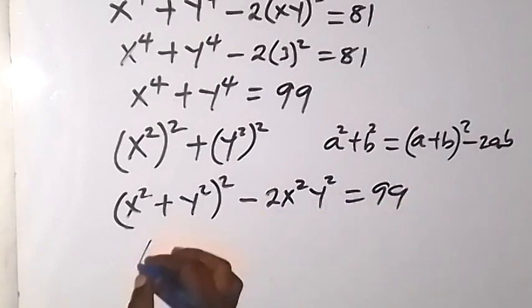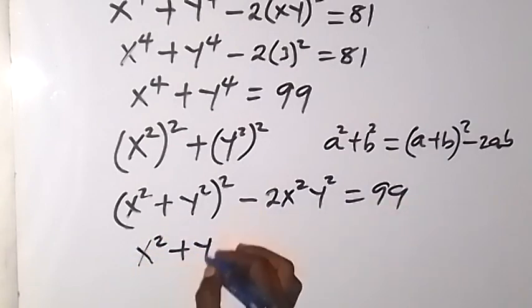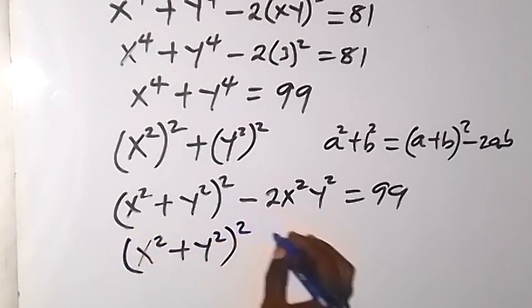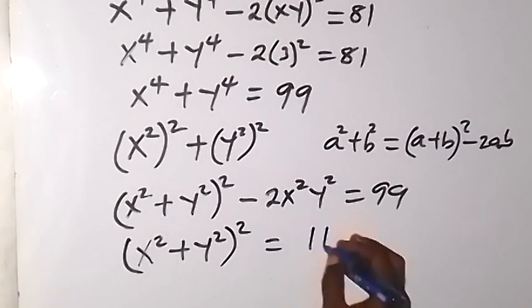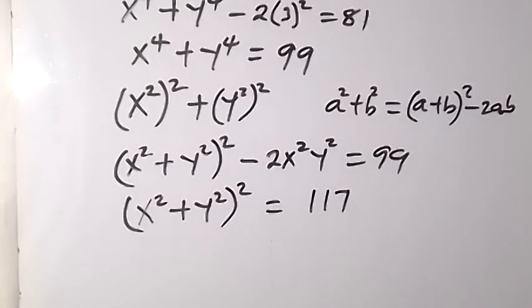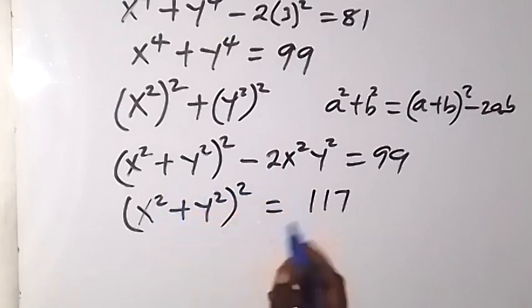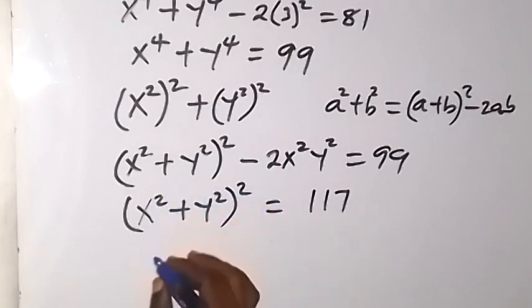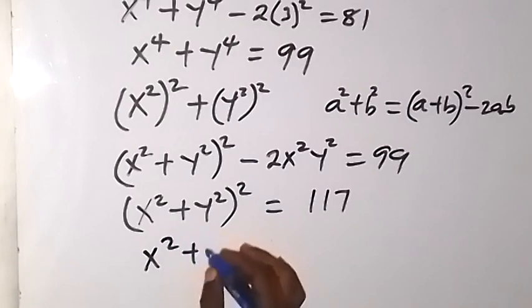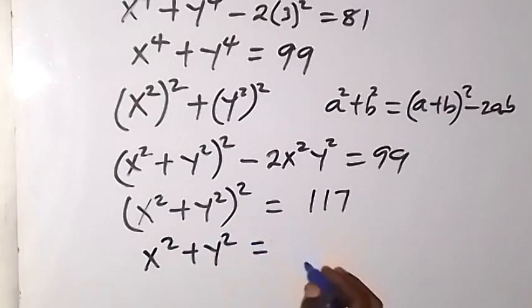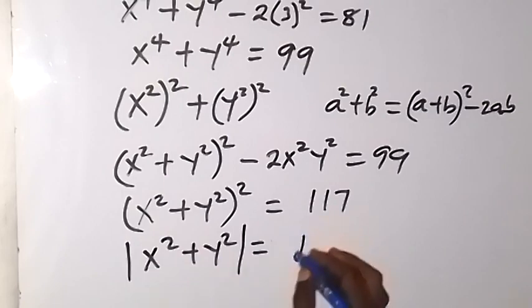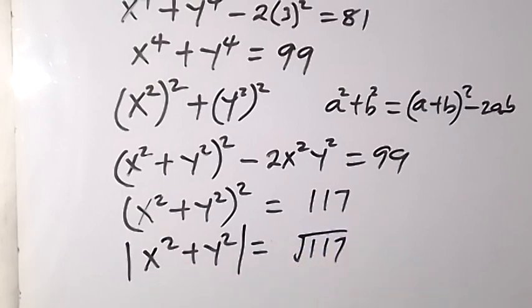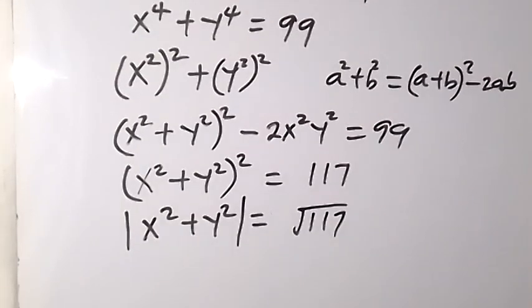So we can say this is (x squared plus y squared) all squared, and it will equal 99 plus 18, and 99 plus 18 will be 117 here. Of course, I can take the square root on both sides, so that I will have only x squared plus y squared left here. The value that we need will be equal to the square root of 117.